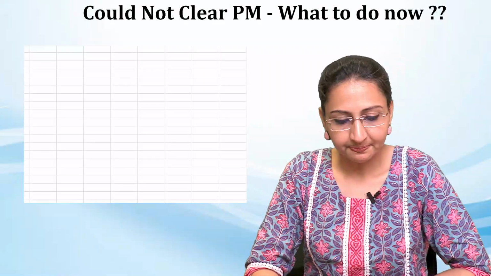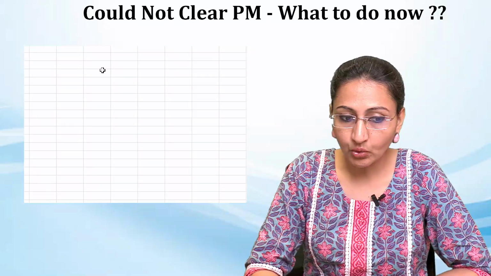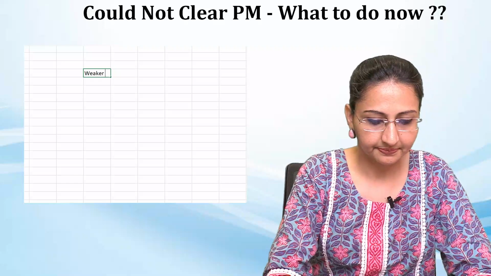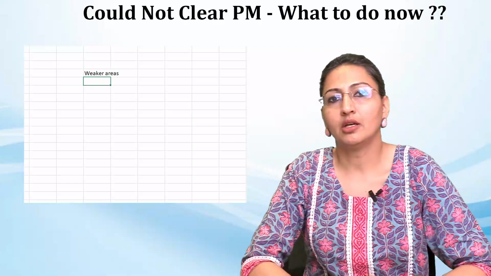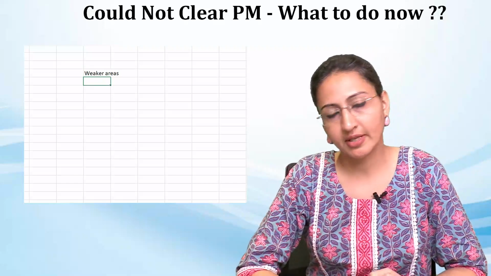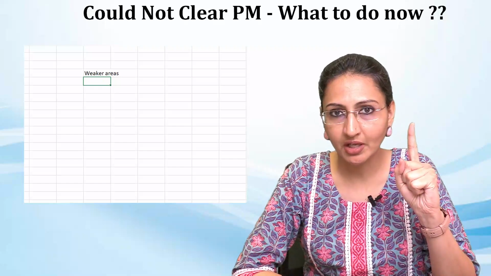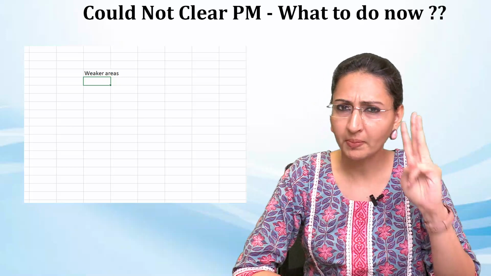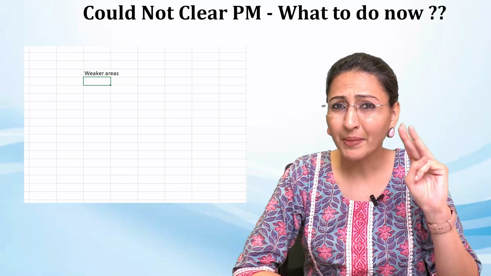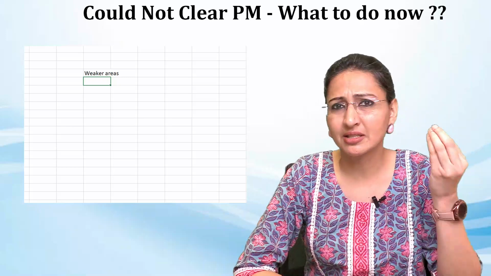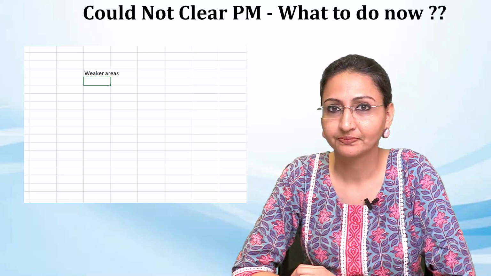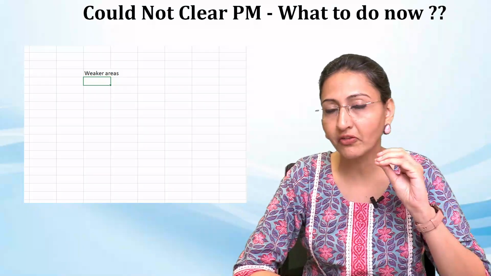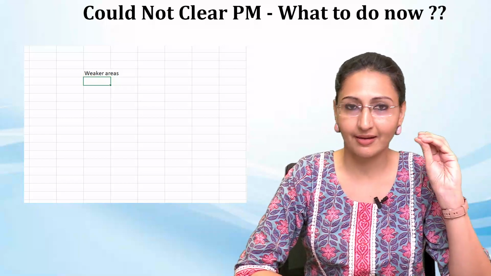So the first thing, now you need to understand what are your weaker areas in PM. For some students, decision making can be a weaker area. For some, variances can be a weaker area. For many students, I have seen comment on the performance becomes a challenge. That's a very crucial part of PM. So just try to find out which is your weaker area.